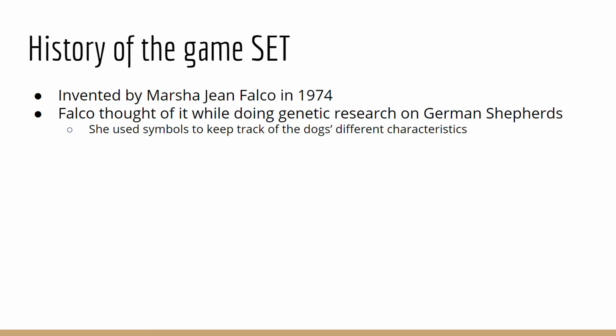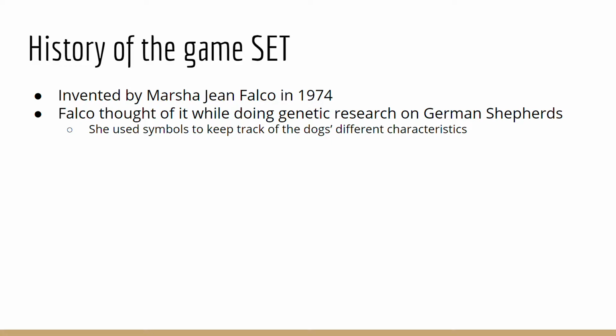Before we talk too much about the game of Set, let's talk about the history of the game. It was invented by Marsha Jean Falco in 1974 while she was conducting genetic research on German Shepherds. She was trying to establish whether or not epilepsy was hereditary in German Shepherds. To keep track of the dogs' different characteristics, she started using symbols instead of words to save time, and she had a lot of fun matching up the cards in different ways, and this led to the creation of the game of Set.